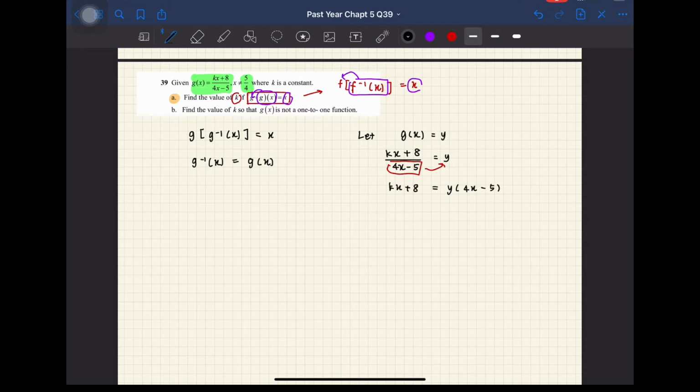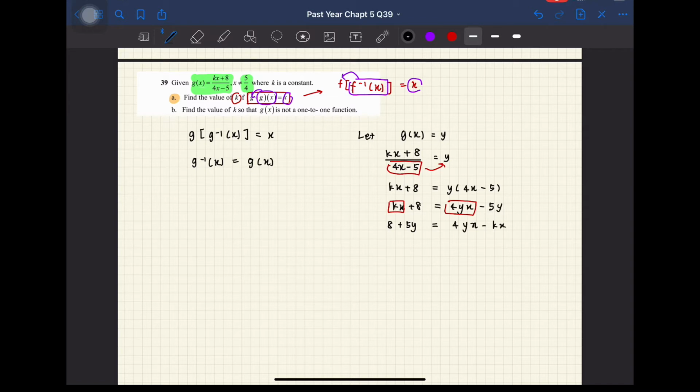Okay, now we expand the right hand side. So kx plus 8 stays the same, and then we have 4yx minus 5y. Okay, so kita nak jadikan x sebagai subject. So we kumpulkan kx dekat satu tempat. Saya nak kumpulkan yang ada x dekat sebelah kanan, yang tak ada x kat sebelah kiri. Okay, so kita akan buat 8 tolak 5y sama dengan 4yx, this is plus, I think, and then 4yx minus kx.